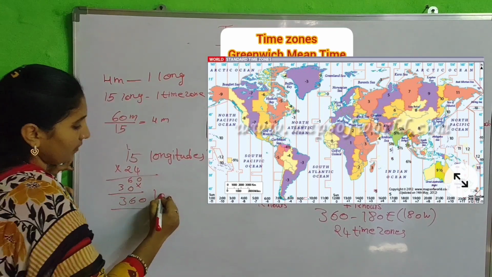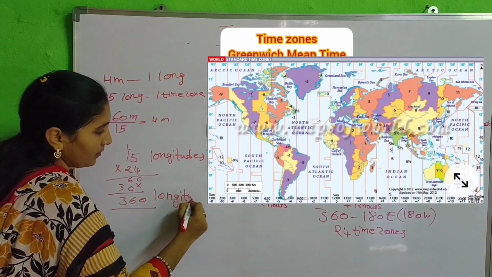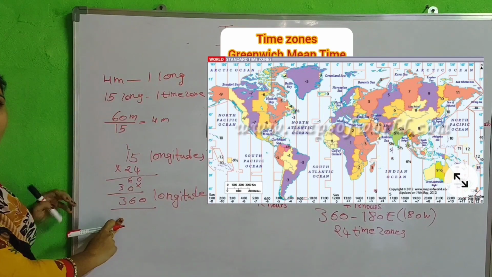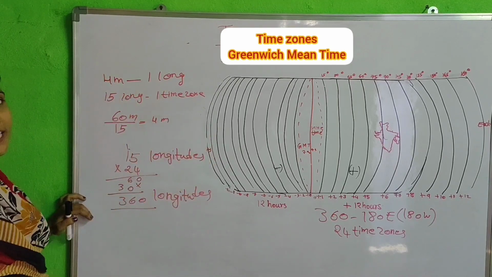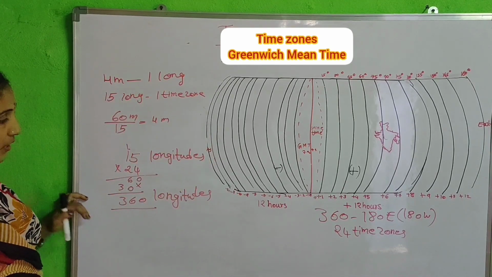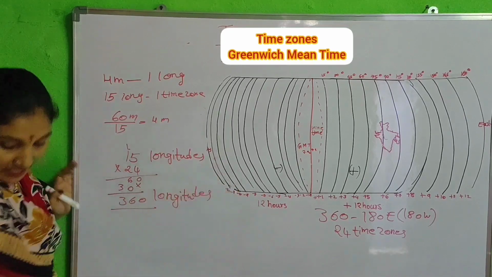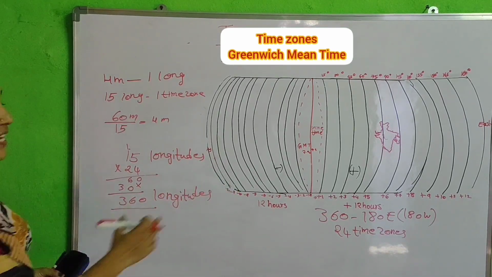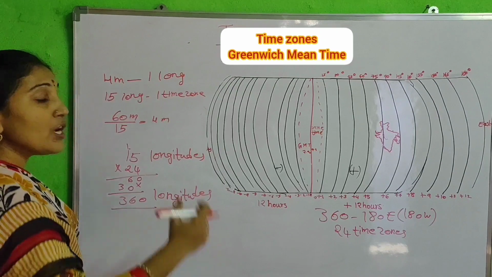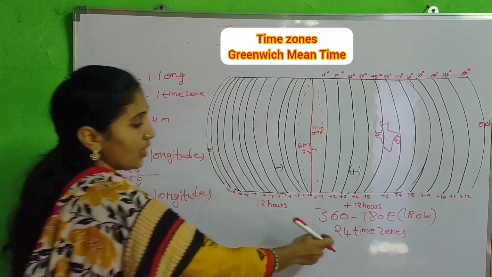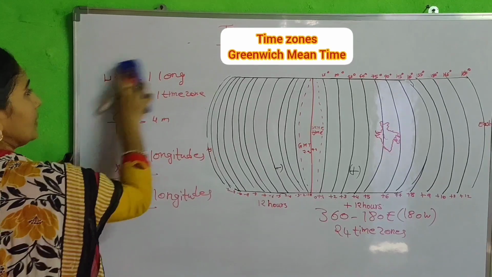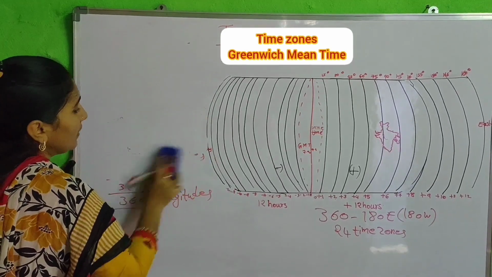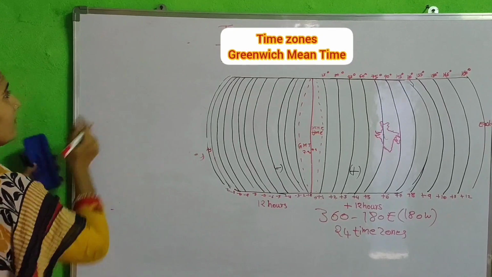See, again we got 360 longitudes, or not? Yes. Means again we came to the complete globe. So here, total 360 longitudes are there, and the 360 longitudes are divided into 24 time zones. And each time zone, I will write very clearly, once you have a glance.